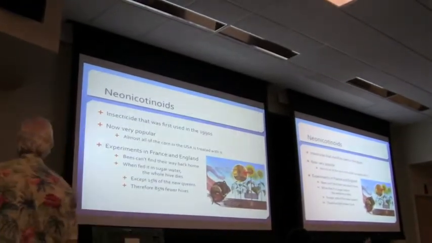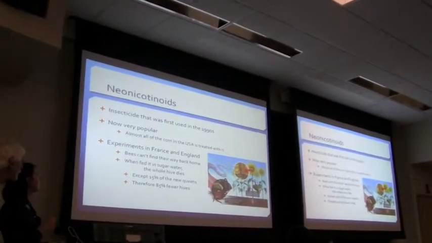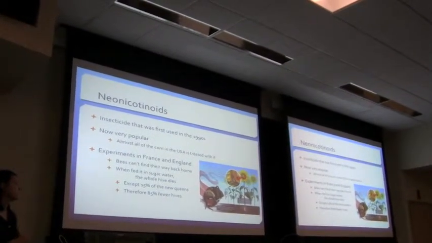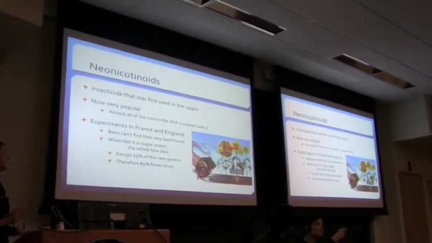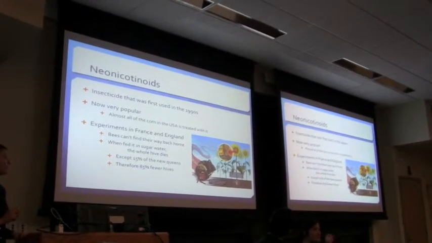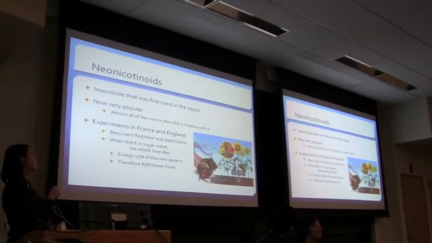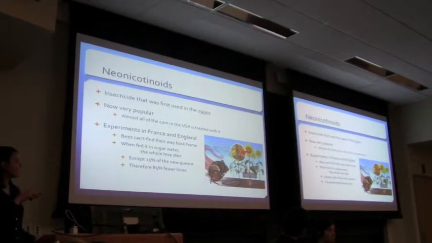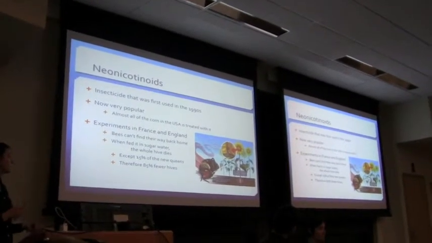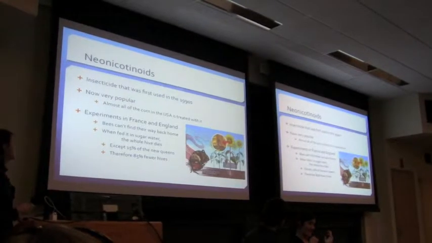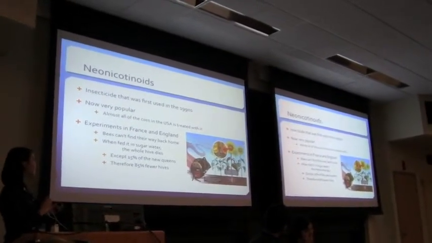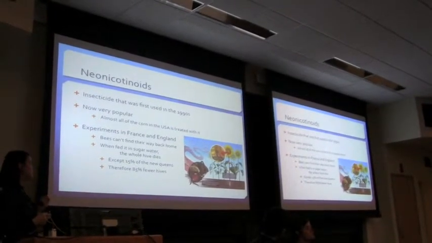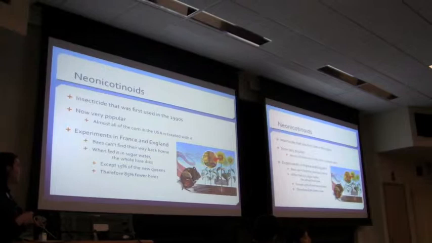And then the pesticide I was talking about before, neonicotinoids, was an insecticide first used in the 1990s, and it's now exceedingly popular, and almost all the corn in the United States is treated with it. And so this is the corn syrup thing. So the corn that is grown with this pesticide and makes the corn syrup is what's killing the bees. Experiments in France and England have proved this, and it shows that the pesticide makes the bees lose their homing device, so they can't get back to their hive.